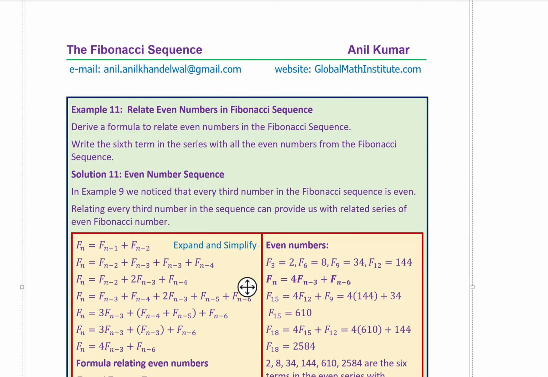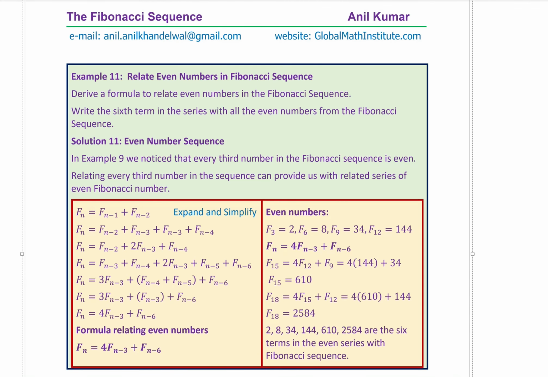Now, let's look into this concept in further detail since it's a very, very important concept from an examination point of view. So here is another question for you which says: derive a formula to relate even numbers in the Fibonacci sequence. So we'll now try to see how these even numbers are related, correct? We already know that we have a few even numbers, and the even numbers are F3, F6, F9 and F12, correct? And they are multiples of 3. How are they related, right? That is what we're trying to figure out now.